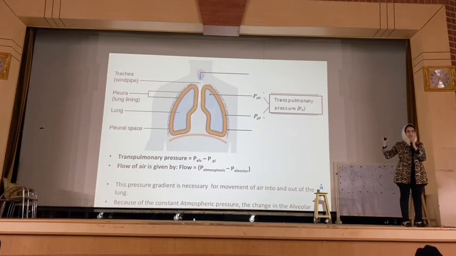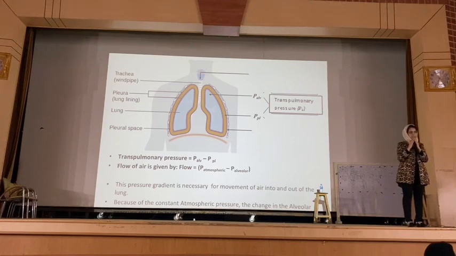The lung expands. Then alveolar pressure: as the lung expands, volume increases and pressure decreases. So it becomes -1 in regard to the atmospheric, zero atmospheric pressure.